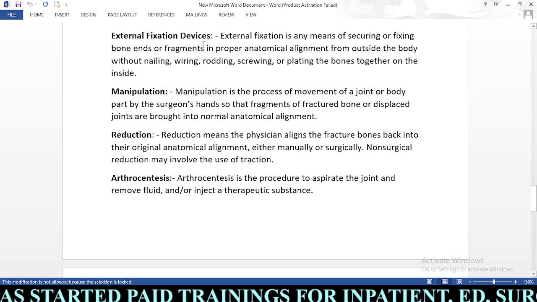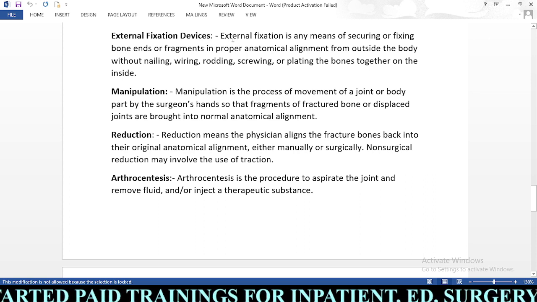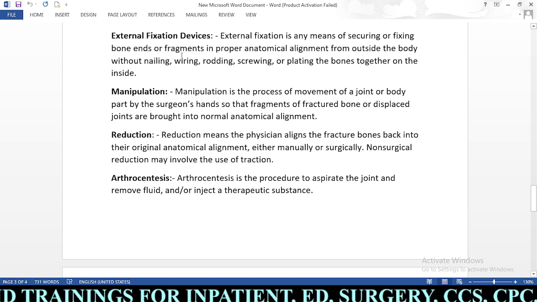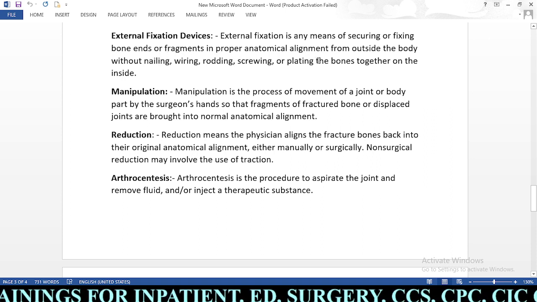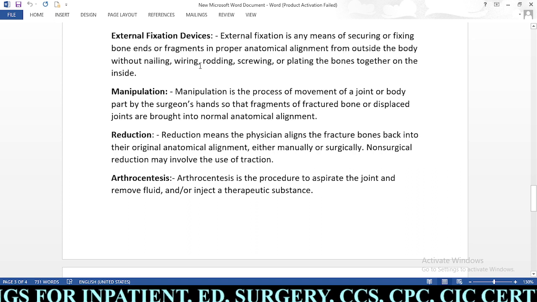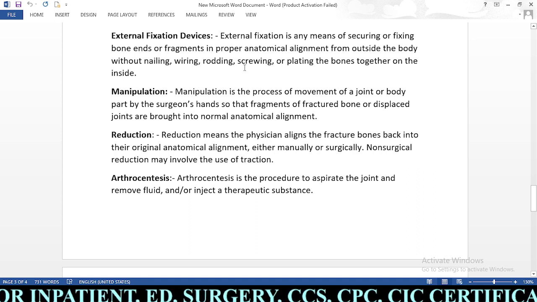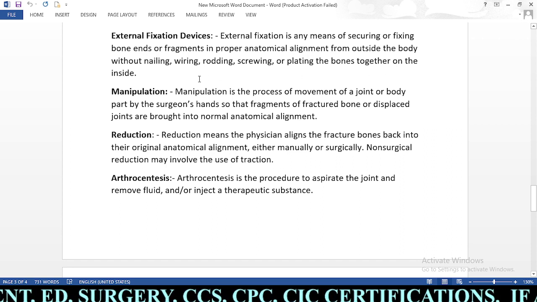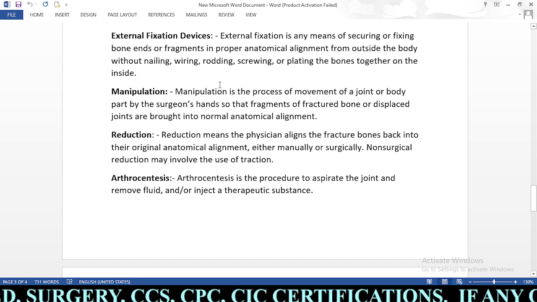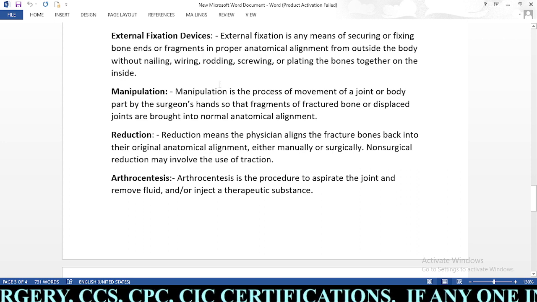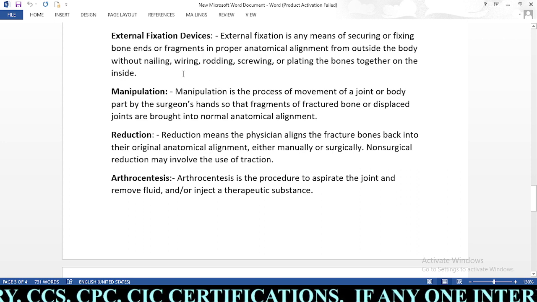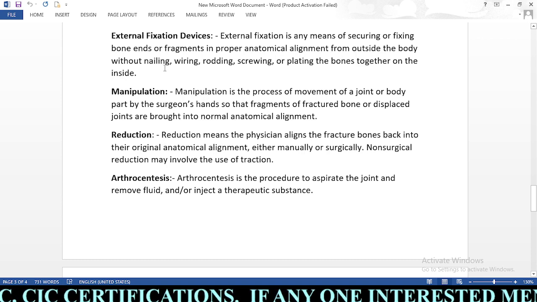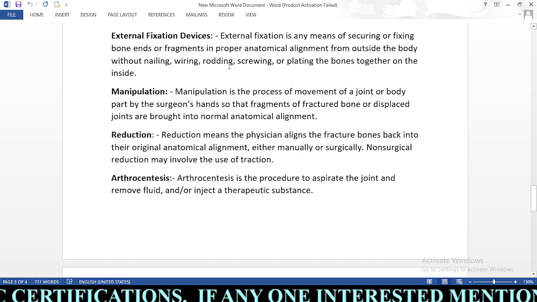Next one, external fixation devices. External fixation is any means of securing or fixing bone ends or fragments in proper anatomical alignment from outside the body, without nailing, wiring, rodding, screwing, or plating the bones together on the inside. So here the physician will apply a fixation device on the external surface, or as we usually call it, outside the body, without any nailing, wiring, rodding or screwing.